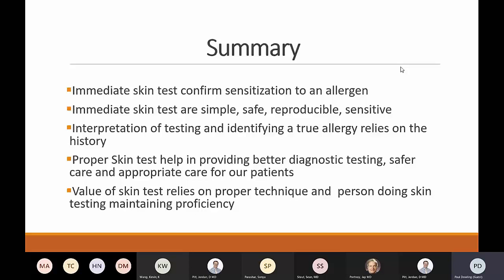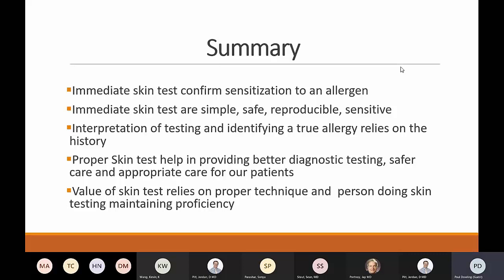Proper skin tests can help in providing better diagnostic testing, safer care, and appropriate care for our patients. And the value of skin tests relies on proper technique and the person doing skin testing maintaining proficiency. These are my references.